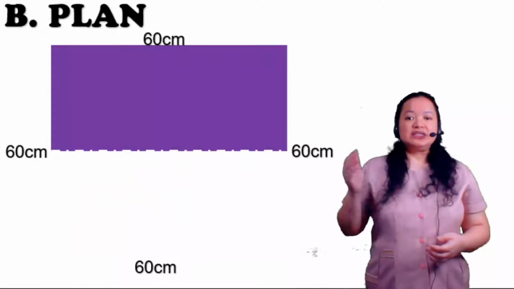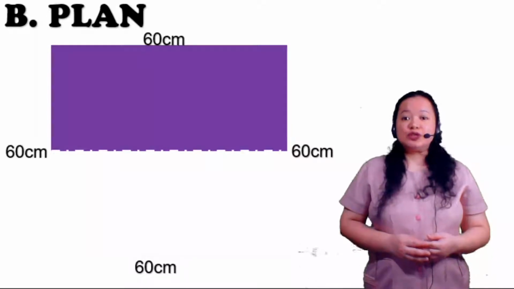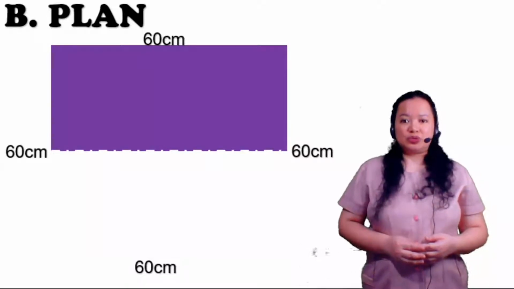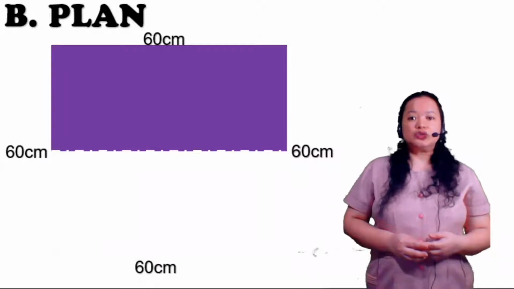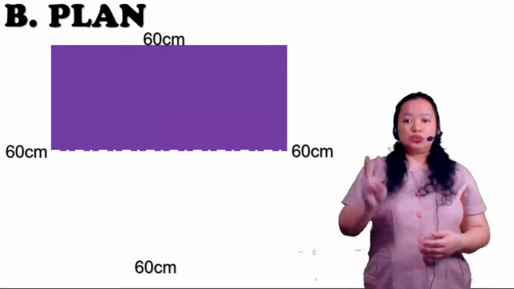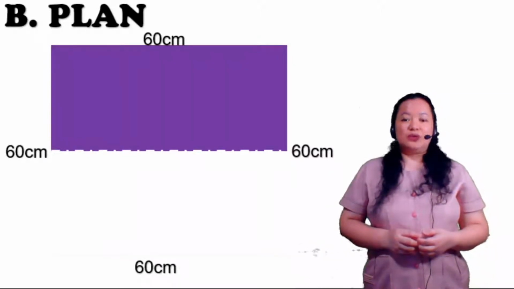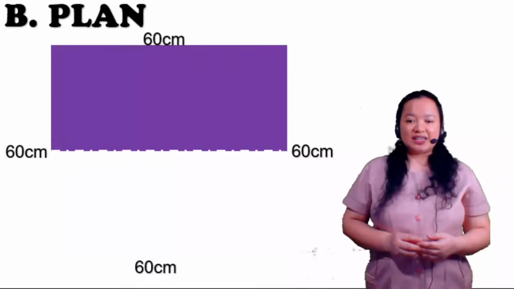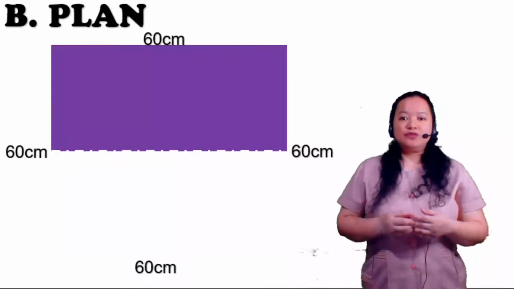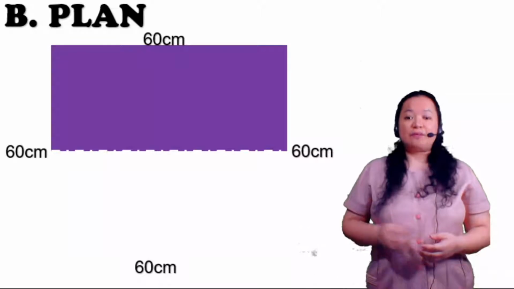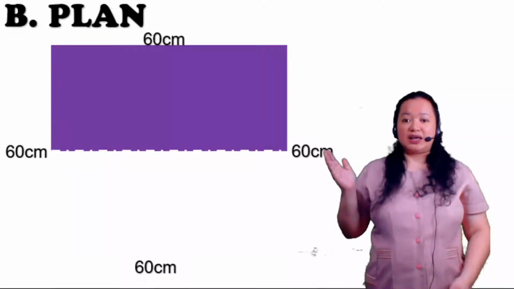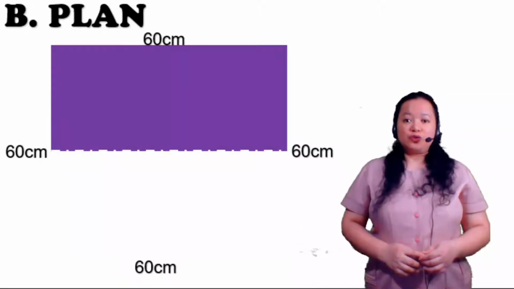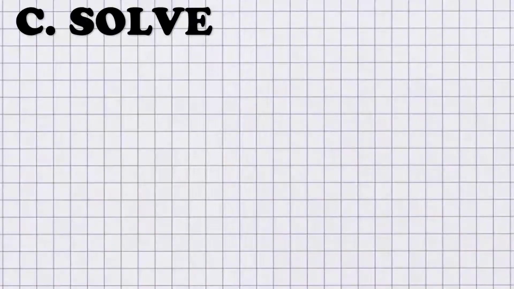Remember, 60 centimeters is the measurement for the square cartolina, and the square cartolina was cut into two equal parts, or two equal rectangles. So we have to identify first the measurement of this rectangle in order to solve for its perimeter. Let us figure out together the measurement of the rectangular sheet.